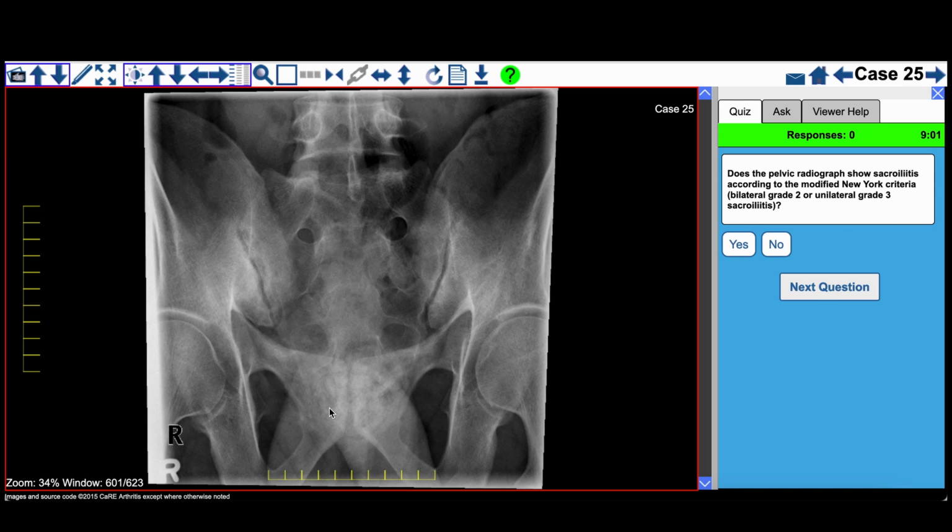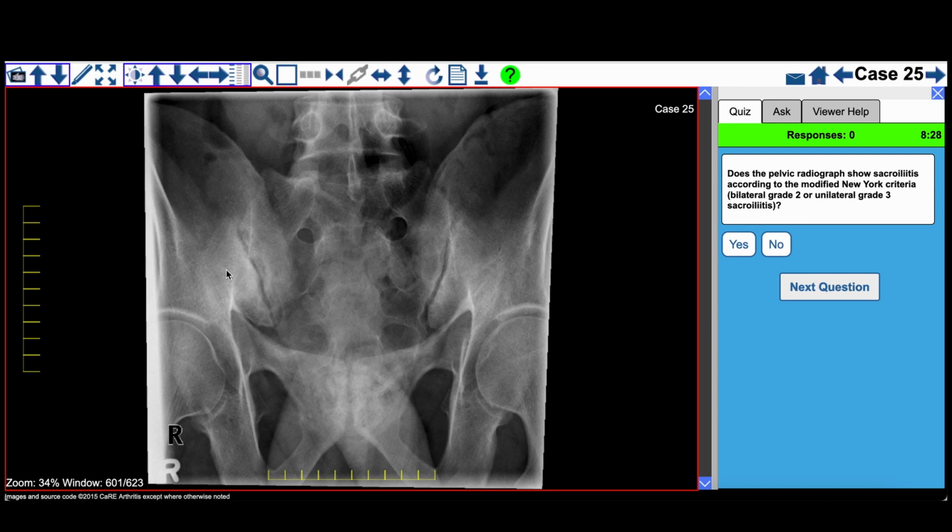CRP is not a particularly sensitive biomarker in early disease, especially non-radiographic disease. Here is the patient's pelvic radiograph. The question that we're asking again, does the pelvic radiograph show sacroiliitis according to the modified New York criteria, which stipulate bilateral grade 2 or unilateral grade 3 is required.